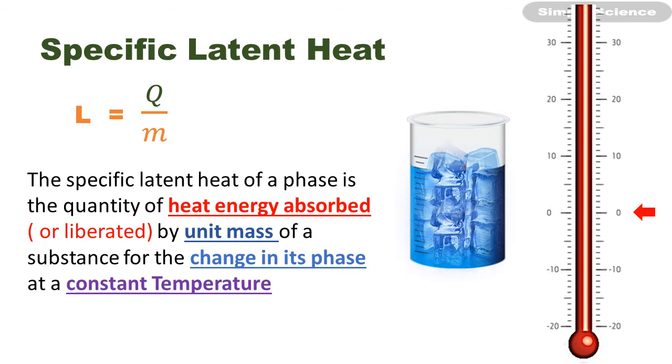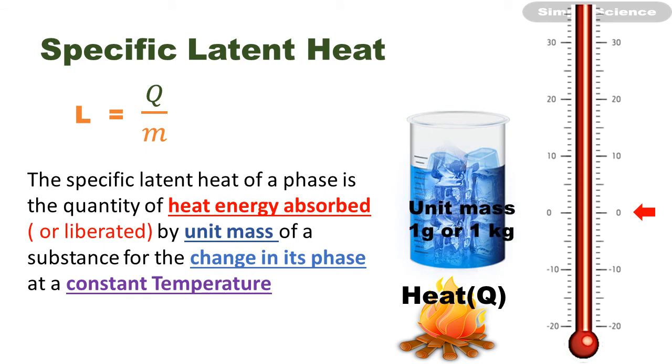So specific latent heat of a phase is the quantity of heat absorbed or liberated by unit mass of a substance for change in its phase at a constant temperature. Now what is specific latent heat? It is nothing but heat required by unit mass. Unit mass means 1 gram or 1 kilogram of a substance at a constant temperature.